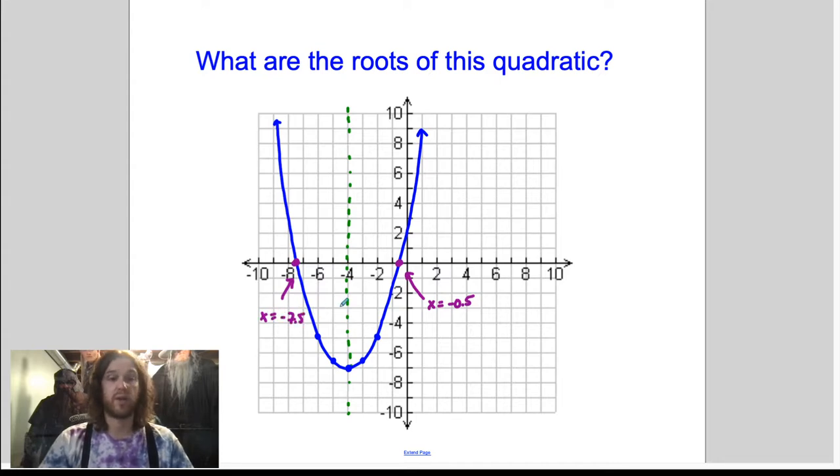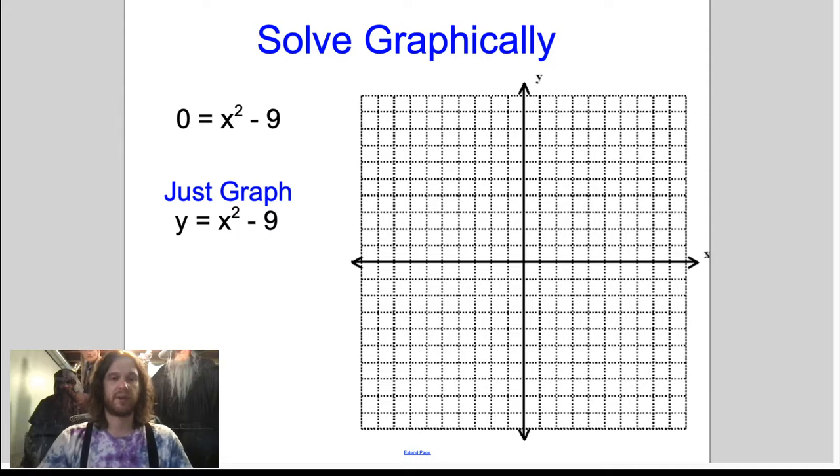Now, graphically is a great way to solve quadratics if you find yourself in that situation. You could plug it into some graphing software and it'll just tell you the zeros, which is nice. There are other ways to do it too. Okay, so let's think about this. In order for us to solve 0 equals x squared minus 9, or x squared minus 9 equals 0, all we have to do is graph x squared minus 9 and then look and see where it crosses the x-axis, and those will be the solutions. So when I say solve graphically, I mean we're looking for the numbers that make this true.